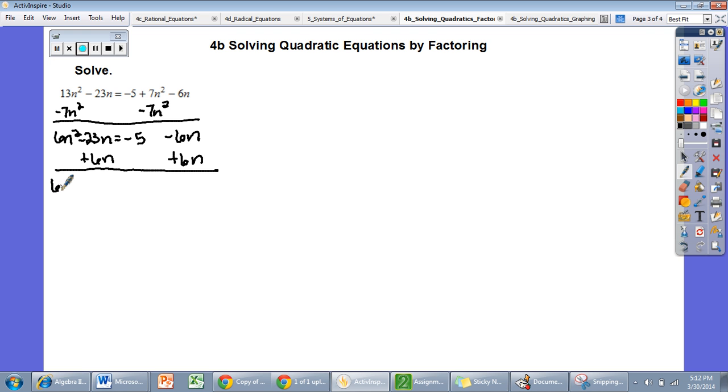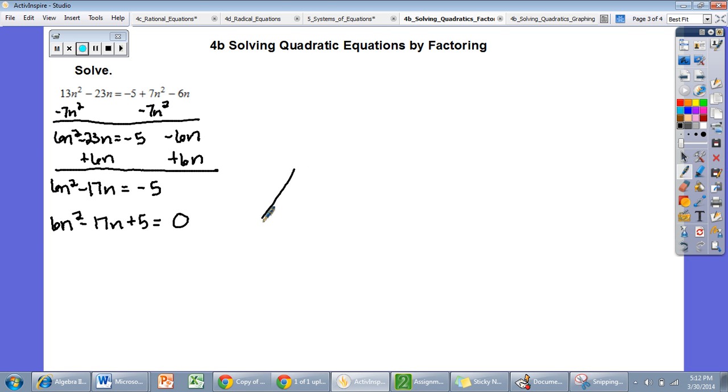So I have 6n squared, -23 plus 6n is going to give me -17n. And then on this side, all I'm left with is that -5. So I have that last step of adding 5 to both sides will get me to 0. So my quadratic is 6n squared minus 17n plus 5 is equal to 0. So now I'm able to factor this quadratic.